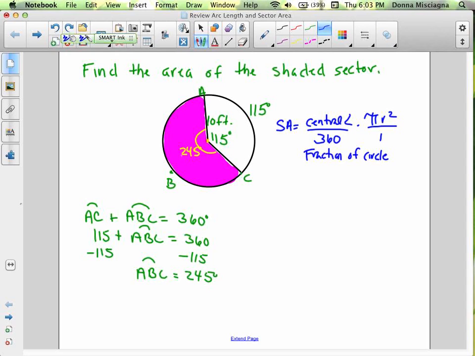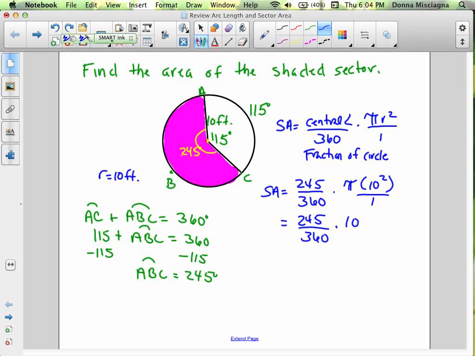All right, so let's identify all of our important parts. We have the central angle, that's 245 degrees. We need the radius. We're given the radius is 10 feet. So that means that the sector area of that shaded sector is going to be 245 over 360 times pi times 10 squared. Let's square first.